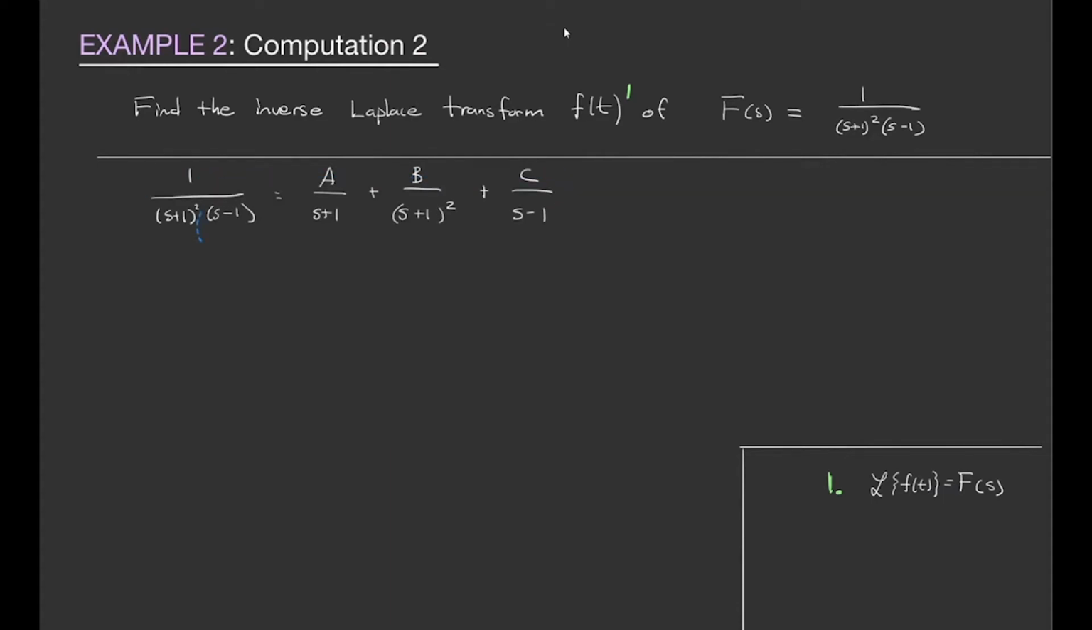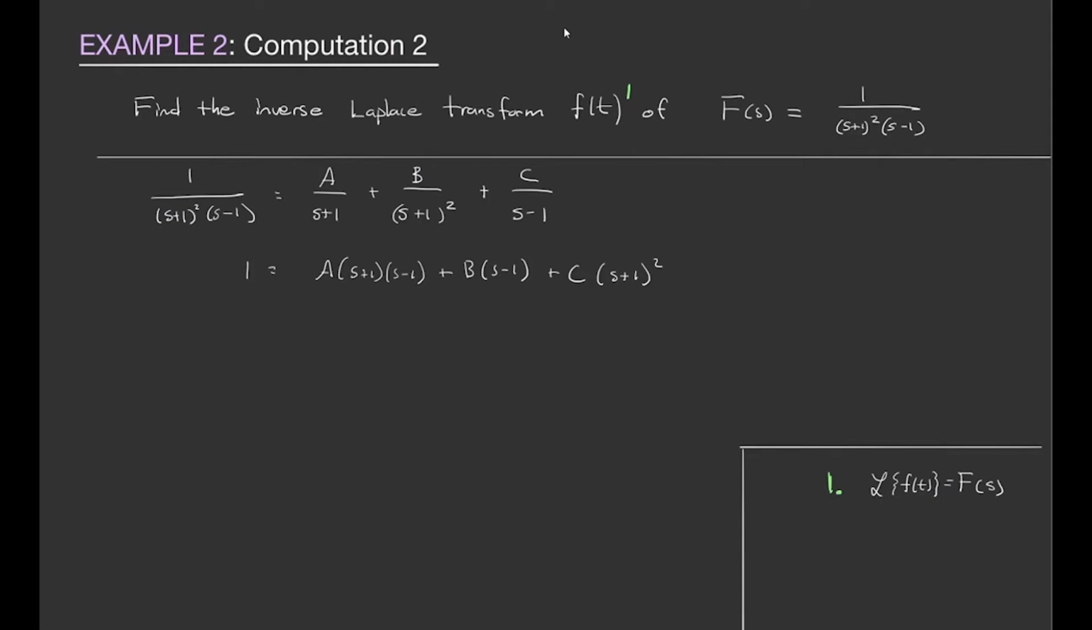Notice, since we had an (s plus 1) squared, we will get both A over s plus 1 and B over (s plus 1) squared. That can be something that's very easy to forget. So as you repeat linear terms, you have to scale up appropriately. If this was (s plus 1) cubed, you would have A over s plus 1, B over (s plus 1) squared, plus D over (s plus 1) cubed. If this was (s plus 1) to the 10th, you would have 10 terms. With that, we can rewrite it algebraically, like so.